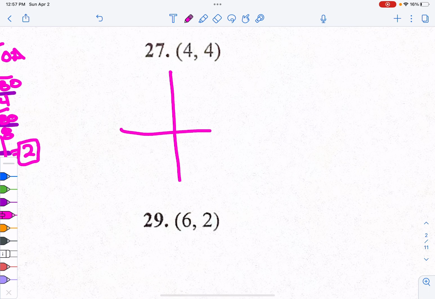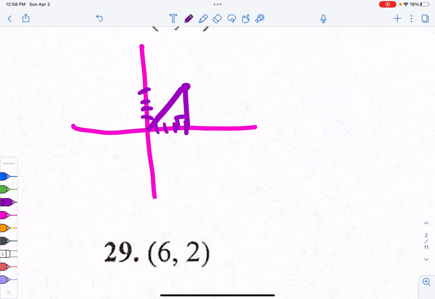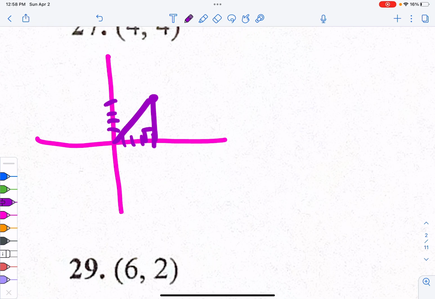4, 4 is still in the first quadrant, so I would go 4 over, 1, 2, 3, 4, and 4 up. And he is right here. And I make my triangle. I could have made him bigger. 4 is here on the bottom, and 4 is here on the side. We've gone 4 over 4 up, and we have to find our C value. So 4 squared plus 4 squared, this is the Pythagorean theorem.